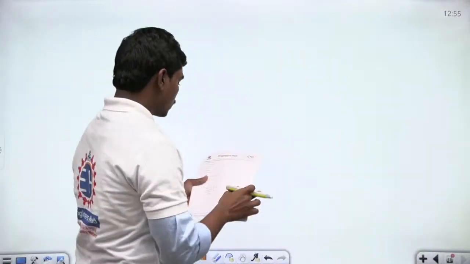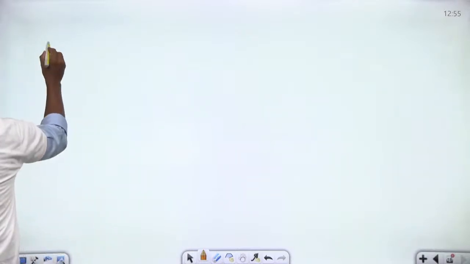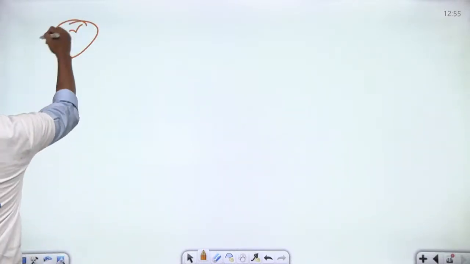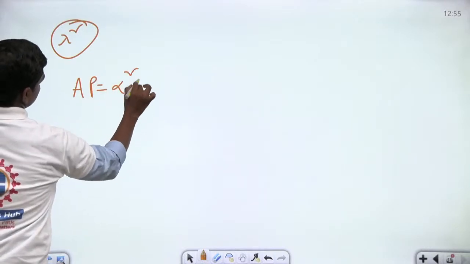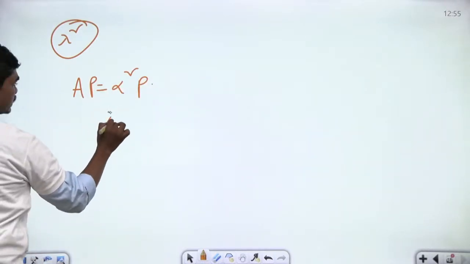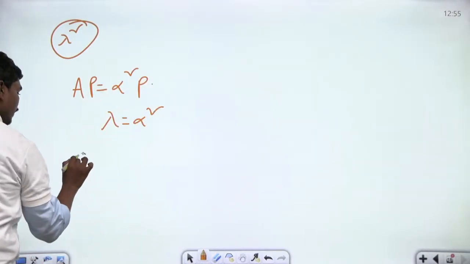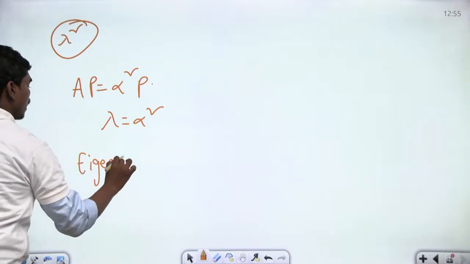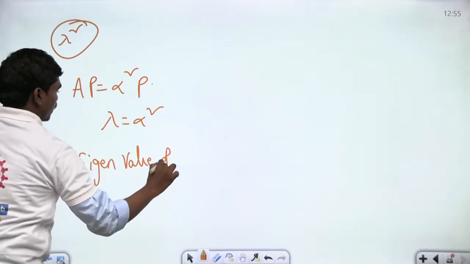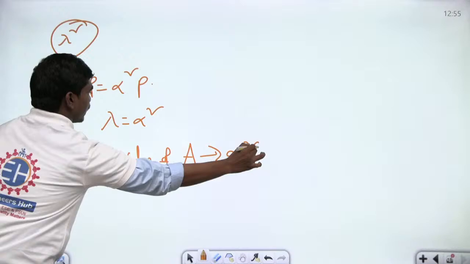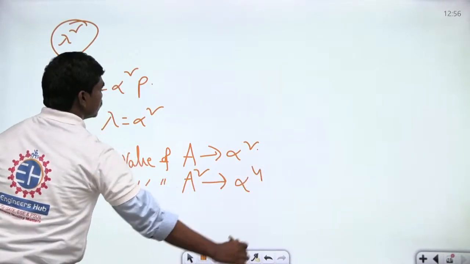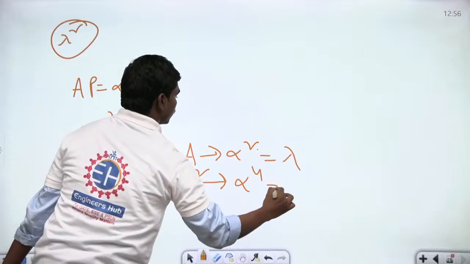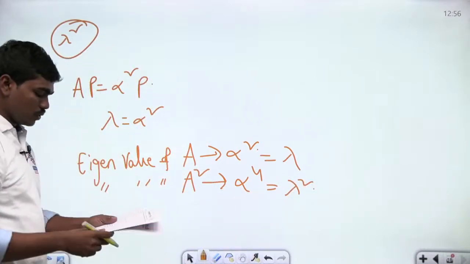Next, let us go quickly. Eigenvalues of A square are nothing but lambda squares. So definitely you can see, if AP is equal to alpha square P, that means, if P is a vector generally, then alpha square is equal to lambda. If eigenvalue of A is alpha square, then eigenvalue of A square is alpha power 4, because this is lambda and this is lambda square, which we know. Okay, so that's what we have.